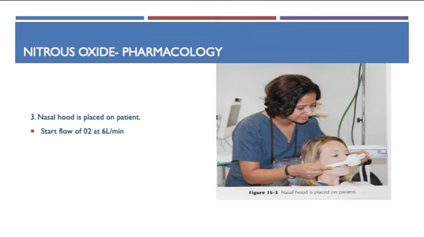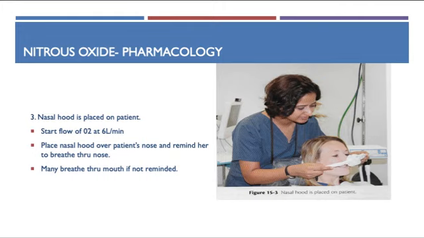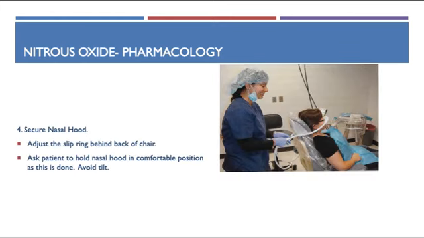Then you place the nasal hood on the patient's nose and start the gas flow at about 6 liters per minute. And the gas that you will be starting out with is oxygen, so 100% oxygen at 6 liters per minute. Place the nasal hood over the patient's nose and remind them to breathe through their nose. Many people will start to breathe through their mouth, especially if they start getting nervous before this time. They start doing a lot of hyperventilation, and it's typically through the mouth. So make sure that you remind them to breathe through their nose.